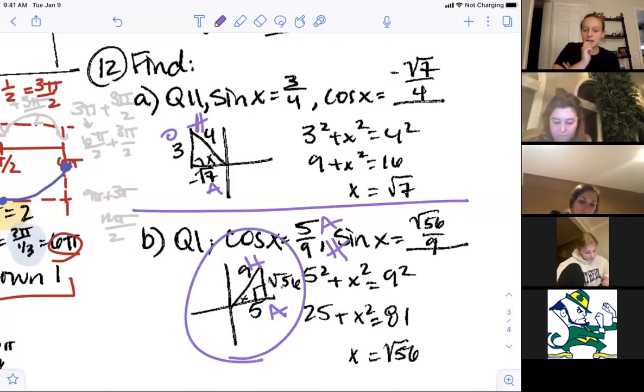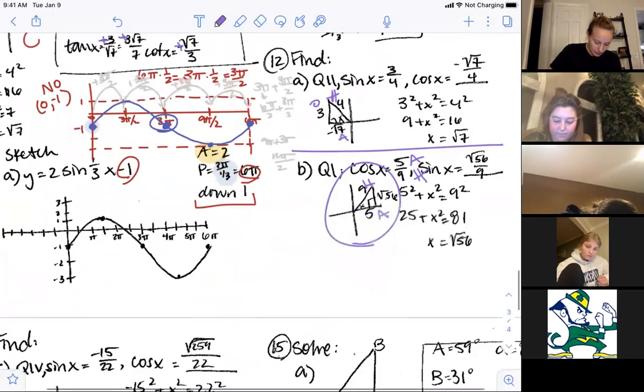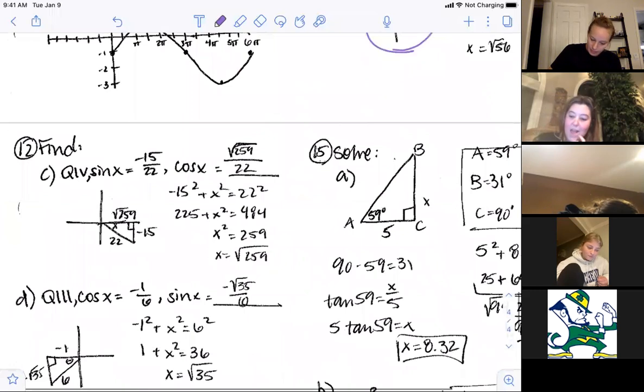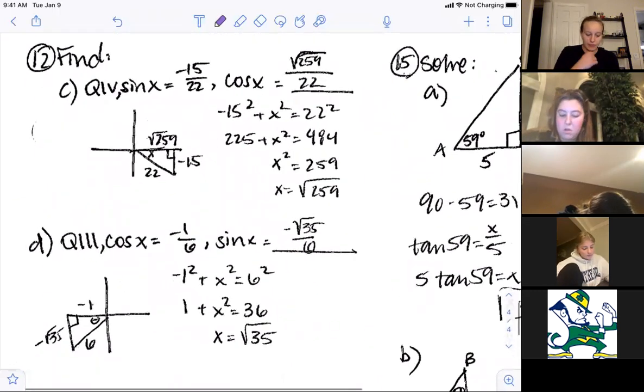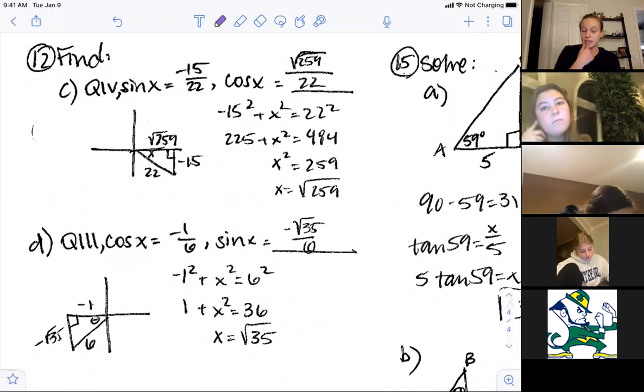I'll just have something a little bit off. If we can simplify the radicals, we will, but root 7, I couldn't simplify, and root 56, I also can't simplify, I don't think. If I could, I guess I just got lazy. Here's C and D as well for number 12. Same idea. Quadrant, trig function, find the missing side, find the missing trig function.